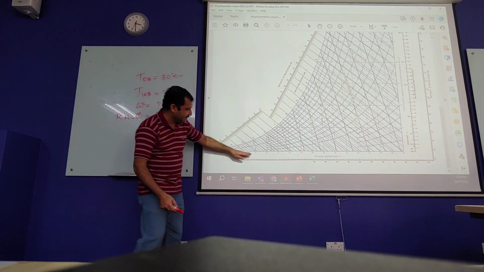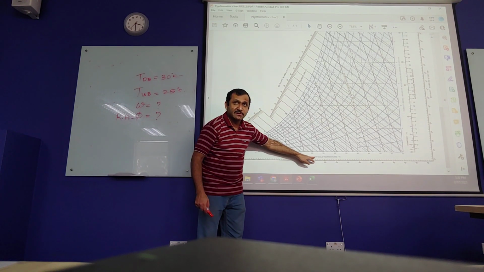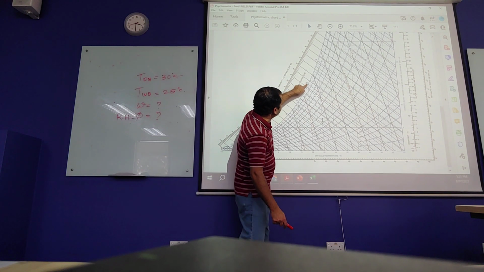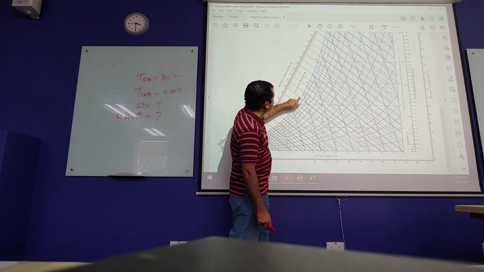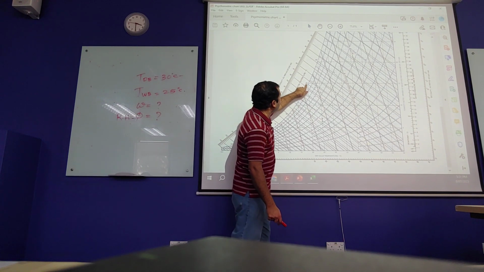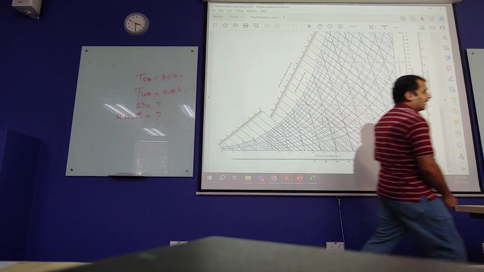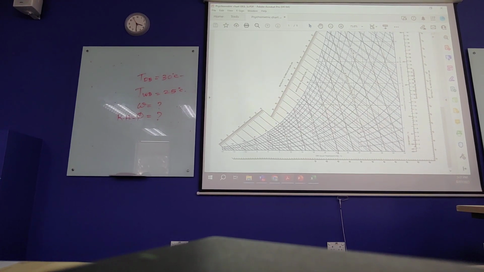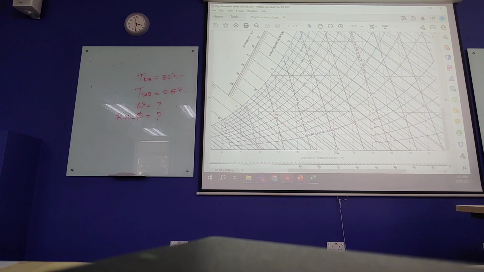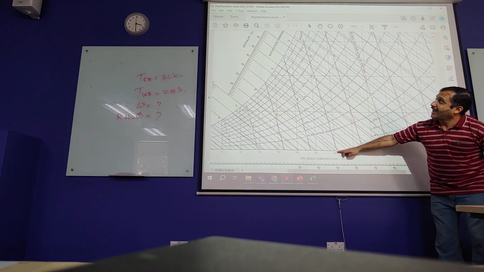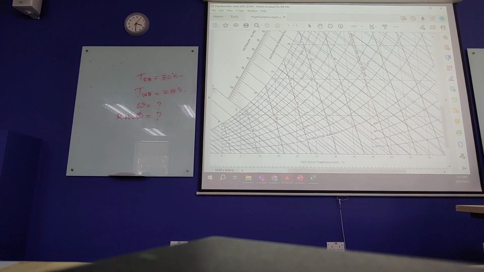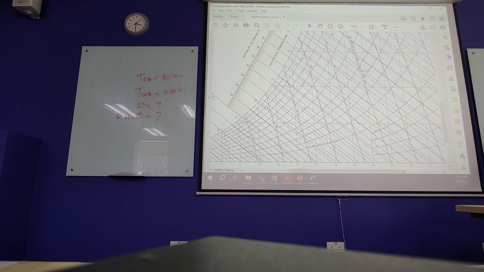That x-axis is showing dry bulb temperature. Okay, I'm going to zoom in a second. And your wet bulb temperatures are these, so saturation temperatures, so 10, 15, 20, 25. And we are dealing with 30 dry bulb, which is there. Okay, 30 and 25, which is that line there.